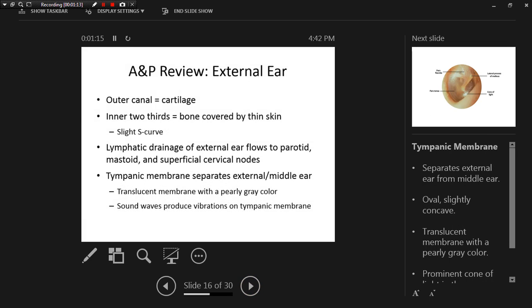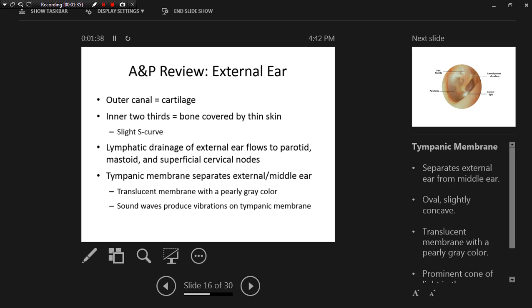The external ear, the outer canal, is made of cartilage. The inner two-thirds is bone that's covered by a thin skin, and like we said, it has a slight S-curve shape to it that helps us to funnel the sounds. Lymphatic drainage of the external ears flows to the parotid, mastoid, and superficial cervical nodes.